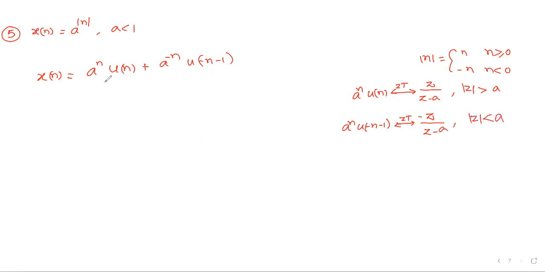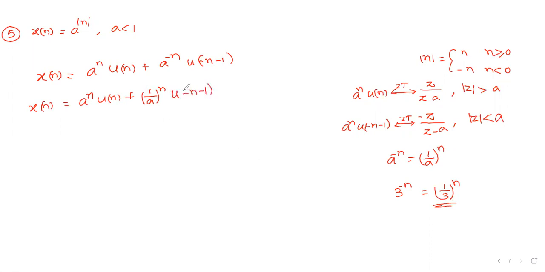Now see here, a power n u of n you can write directly, but a power minus n is there. For these types of problems you need to be very careful. How can I write a power minus n? A power minus n is nothing but 1 by a whole power n. So now I will rewrite this. x of n is equal to a power n u of n plus 1 by a whole power n. Whenever, for example, 3 power minus n is there, you carefully write 1 by 3 whole power n. You need to be careful. 1 by a whole power n, u of minus n minus 1.